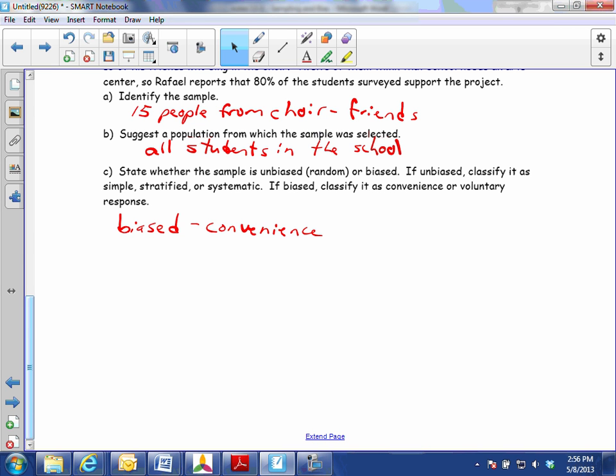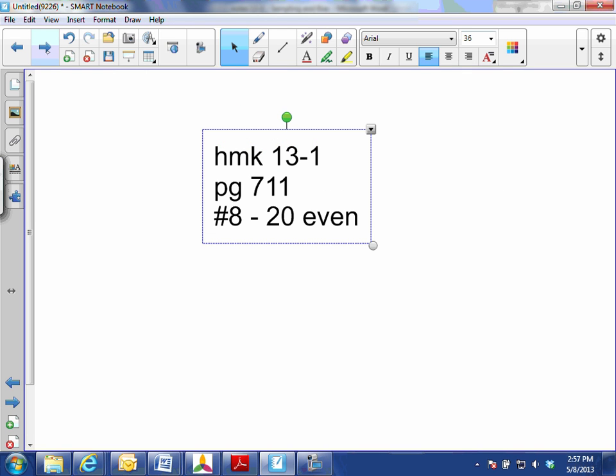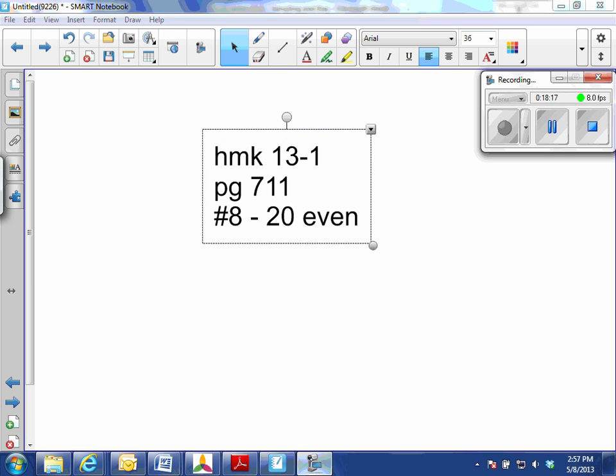Alright, questions, comments? What is our homework? What does that have to do with math? This is all about working with data, like all about statistics problems. I would look up working with data.